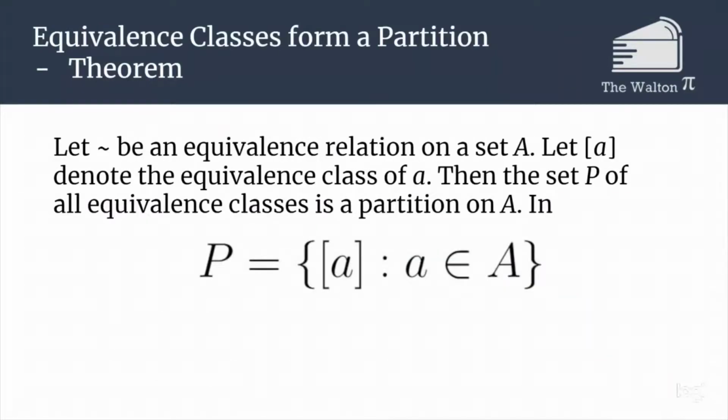This is actually one of the theorems that we can have. If we have an equivalence relation on a set A, and we use bracket A to denote the equivalence class of A, then the set P of all equivalence classes is a partition on A.